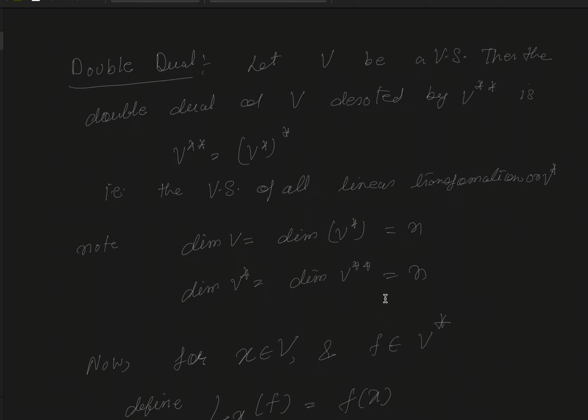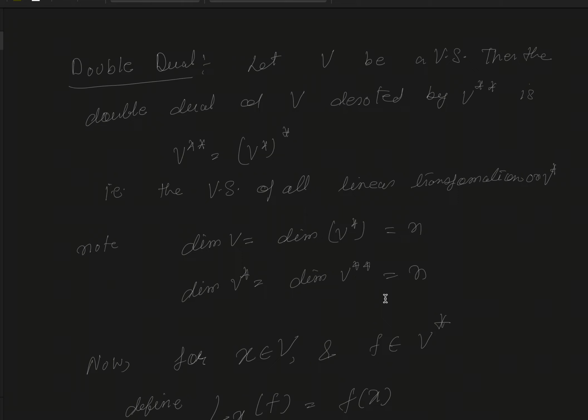Similarly, the double dual. So if V is any vector space, then the double dual of V is denoted by V double star. If you remember, the dual space was denoted by V star and the double dual will be denoted by V double star, and it is nothing but the set of all linear transformations on V star.